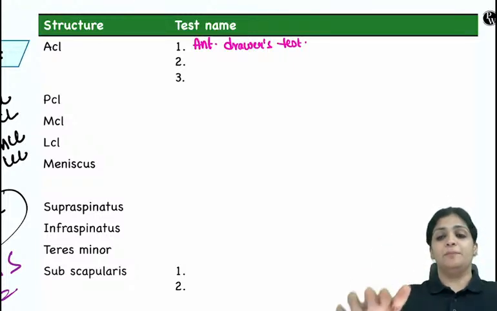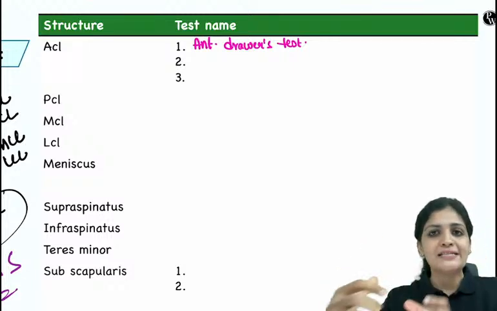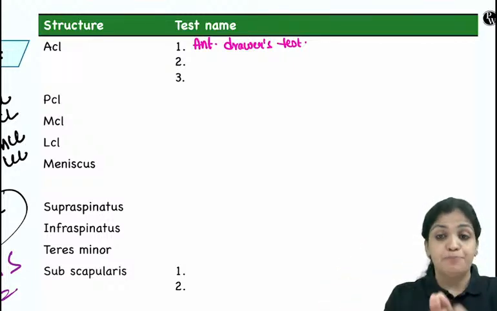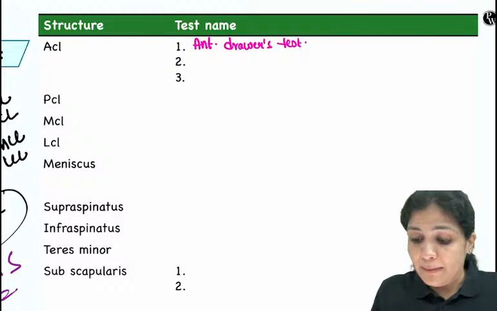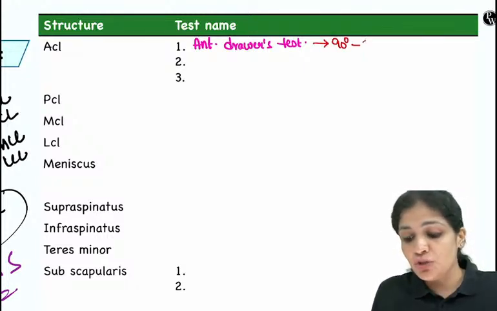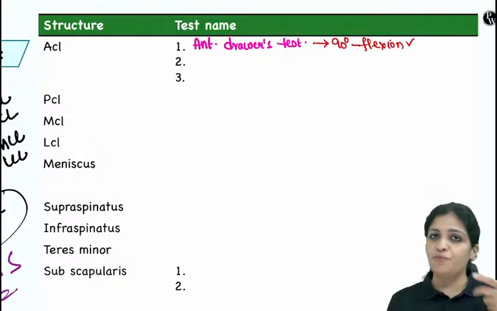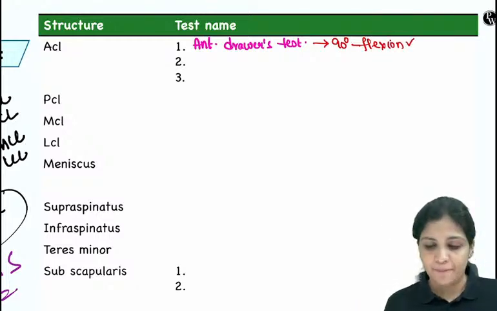Now you make the patient lie down, that is supine position. And then you flex the knee up to 90 degrees. So please remember, whenever somebody is doing the anterior drawers test, the knee should be in flexion of 90 degrees. Very, very important for performing this test, right?